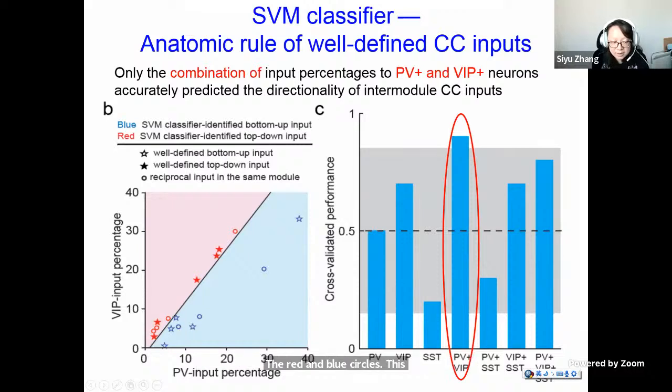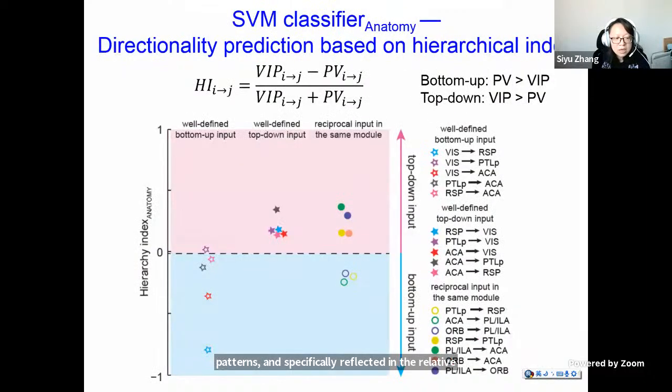These results indicate that the link between the hierarchy and input patterns is specifically reflected in the relative weights of innervation on PV and VIP neurons. We thus defined the hierarchy index, HI anatomy, for each long-range input as the input percentage on VIP neurons minus the input percentage on PV neurons, divided by the sum of them. Well-defined bottom-up inputs show negative HI anatomy values, which means these inputs prefer PV neurons. In contrast, well-defined top-down inputs show positive HI values, indicating their preference for VIP neurons.